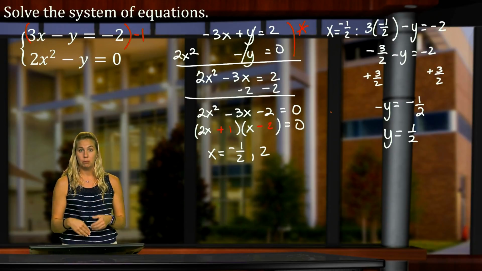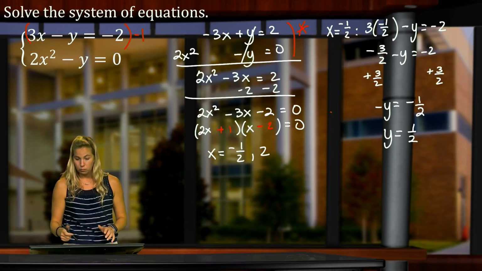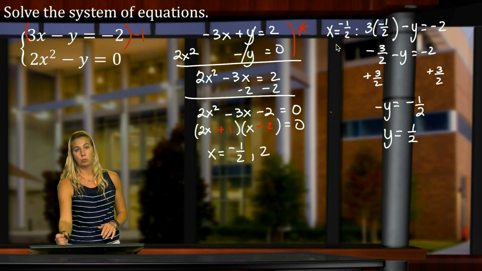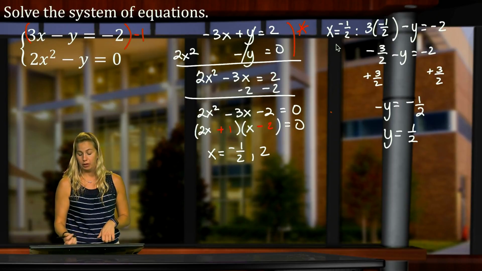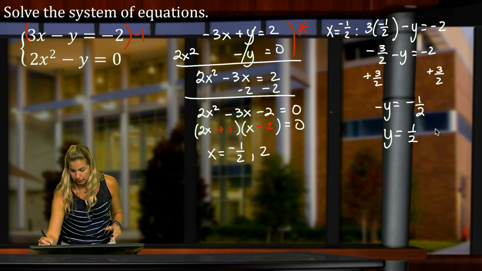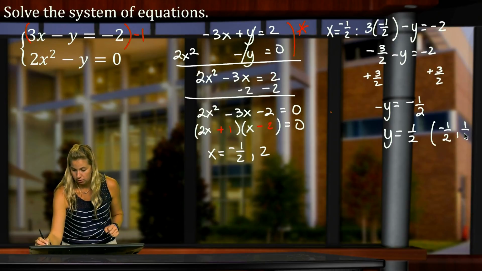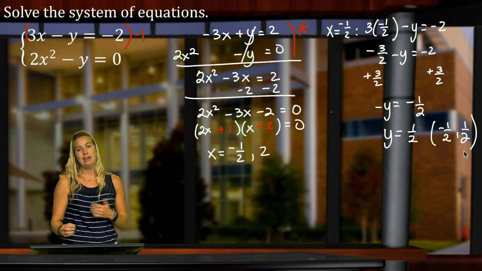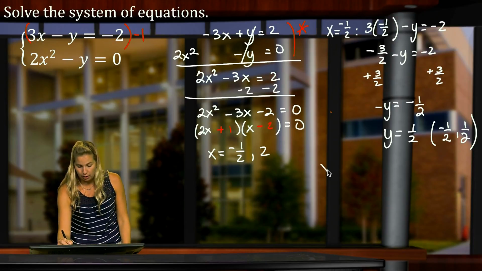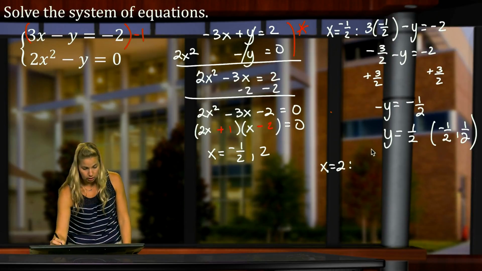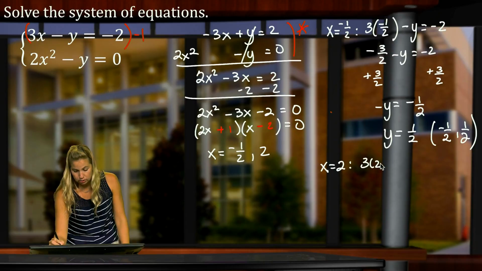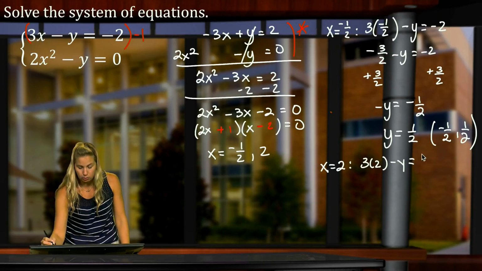I'm going to keep going with this. So we found when we plugged in x equals negative 1/2, we got positive 1/2. I'm hoping that that's right. So one solution is negative 1/2, positive 1/2. And now we do the same thing with our second value of x, which was 2. So we have 3 times 2 minus y equals negative 2.